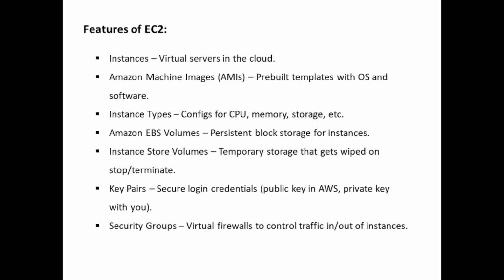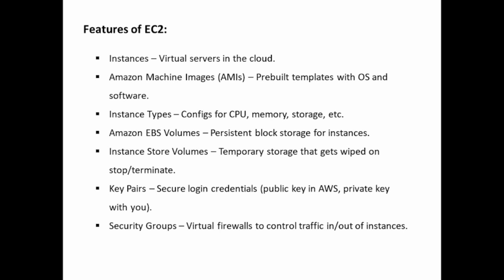At the heart of EC2, we have instances. Think of these as your virtual computers running in the cloud. To launch them, we use something called an Amazon Machine Image or AMI, which is like a ready-made template that comes with the OS and software pre-installed. Now, depending on the workload, we can choose different instance types. Maybe we need more memory, more compute power, or more storage. AWS gives us that flexibility.